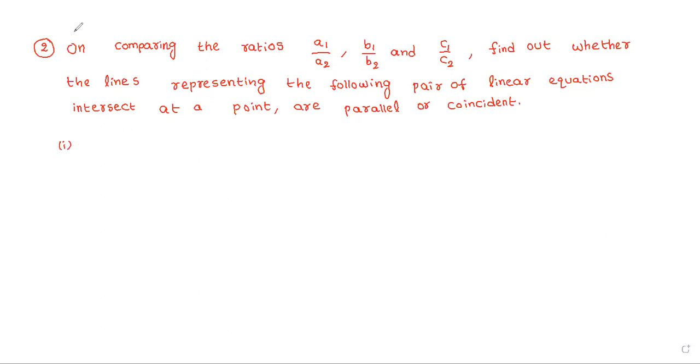Read the question. Ratios A1 by A2, B1 by B2, and C1 by C2. Find out whether the lines representing the following pair of linear equations intersect at a point, are parallel or coincident. Okay. What are the conditions?